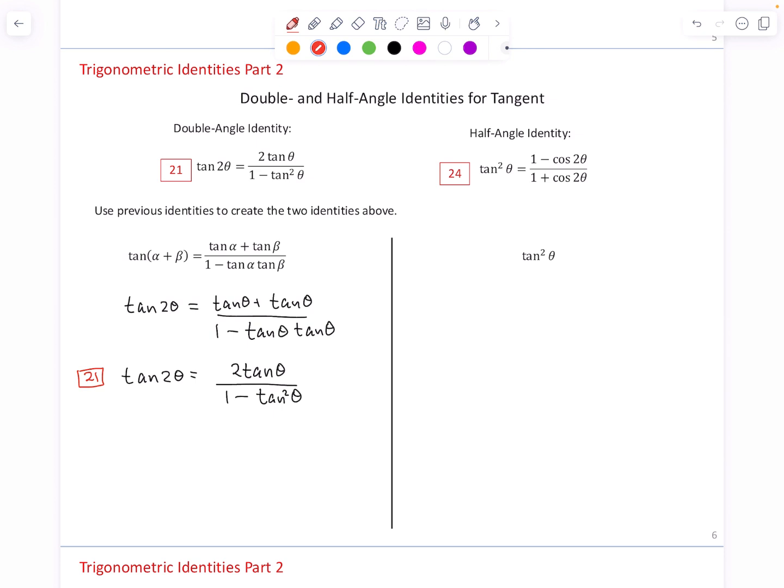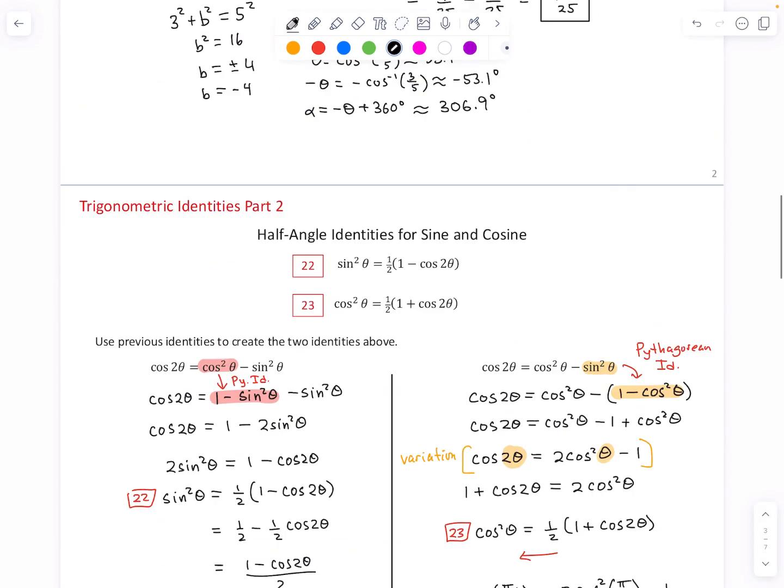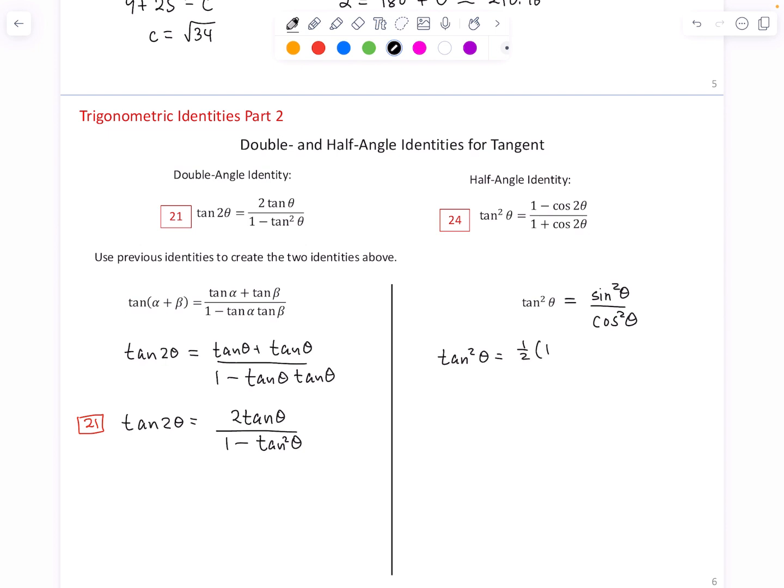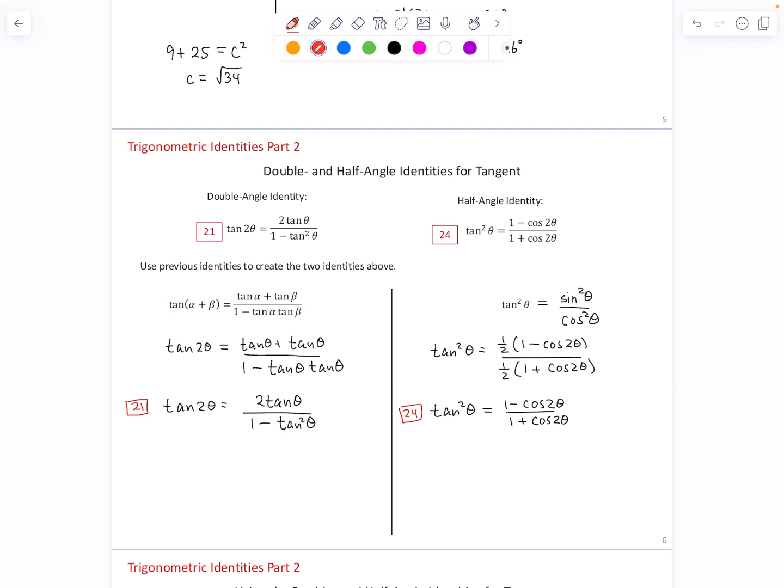Now for identity 24, I'm actually going to begin with a basic identity for tangent squared. Tangent squared of theta can be found by doing sine squared of theta divided by cosine squared of theta. And now I will use the half angle identities for sine and cosine, identities 22 and 23. For sine, it's 1/2 times 1 minus cosine 2 theta. And for cosine, it's the same, but addition. Now these 1/2s just cancel each other, giving us identity 24. Let's use both of these identities on the next page.